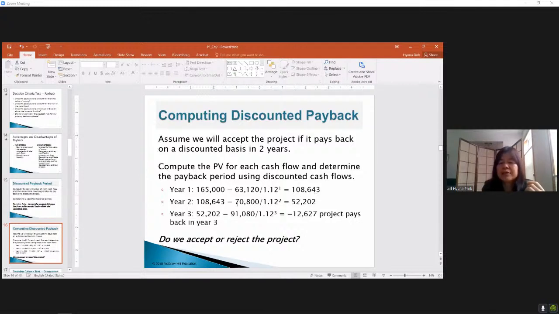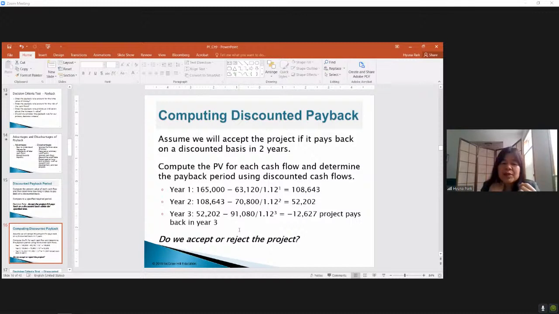Then you apply the second year cash flow. It should be discounted twice, by dividing the year two cash flow by 1 plus 12% to the power of 2. After year two, this remains, and we still have a balance greater than 0. After year 3, the third year cash flow is discounted 3 times to convert it into present value. So this project pays back in 3 years.